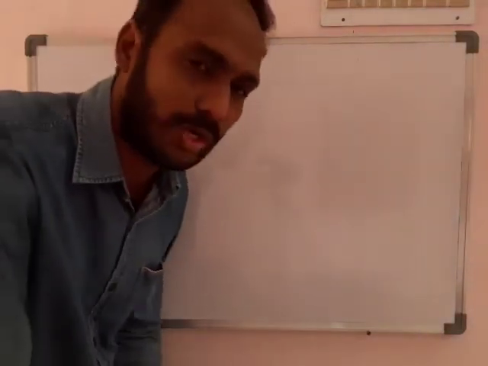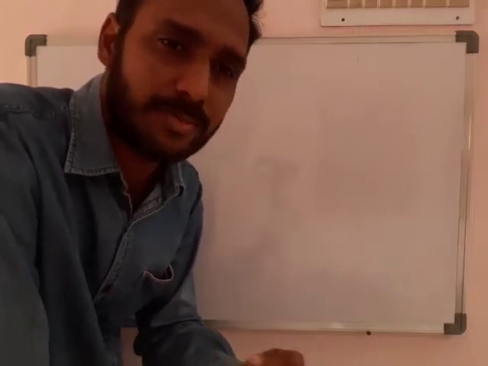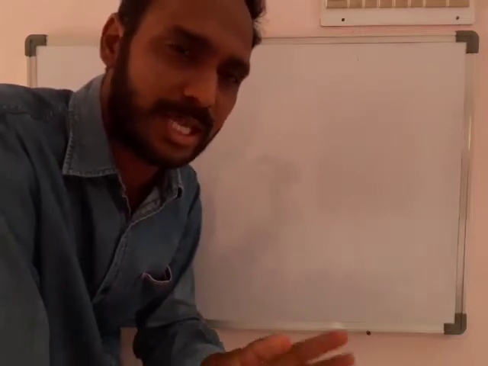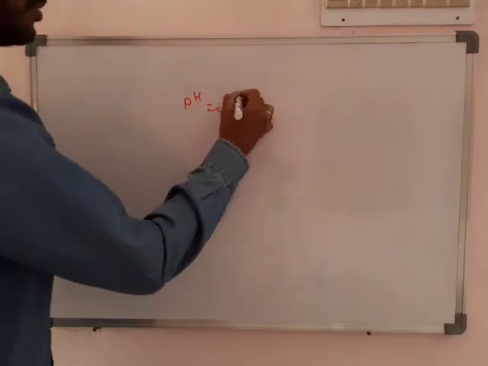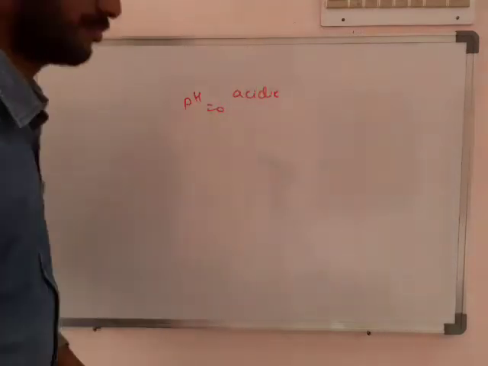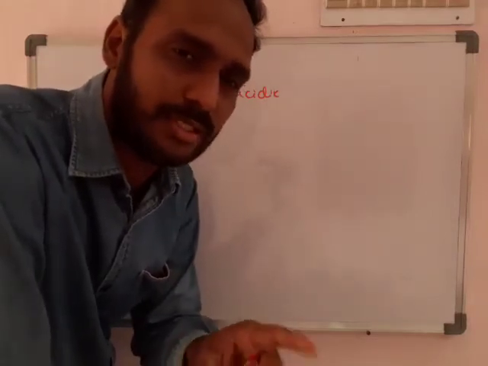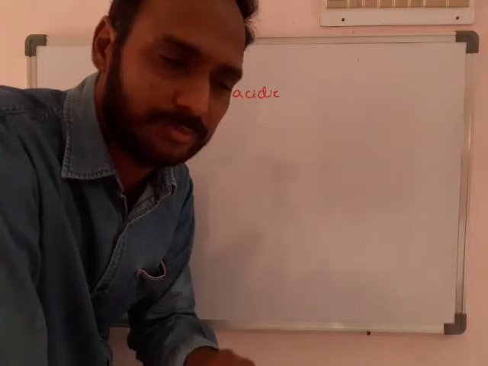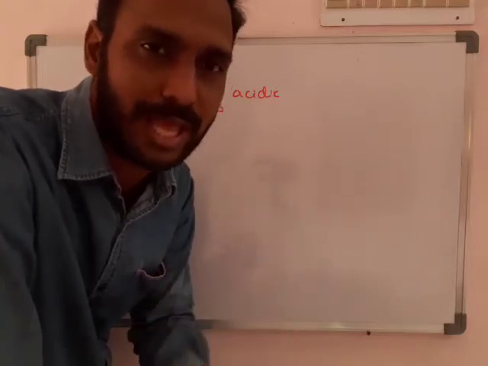We know that on dilution, if an acid is diluted, its pH value will change. For example, if an acid has pH equal to 0, pH equals 0 means there is a strong acid. Acidic strength is inversely proportional to the pH value. The less the pH value, the stronger the acid.